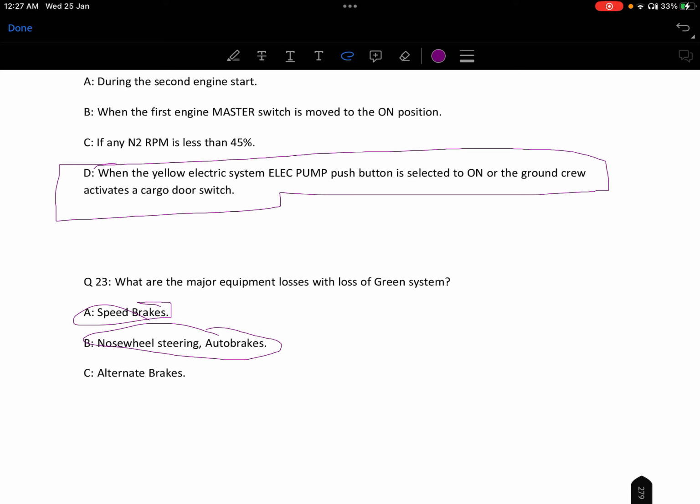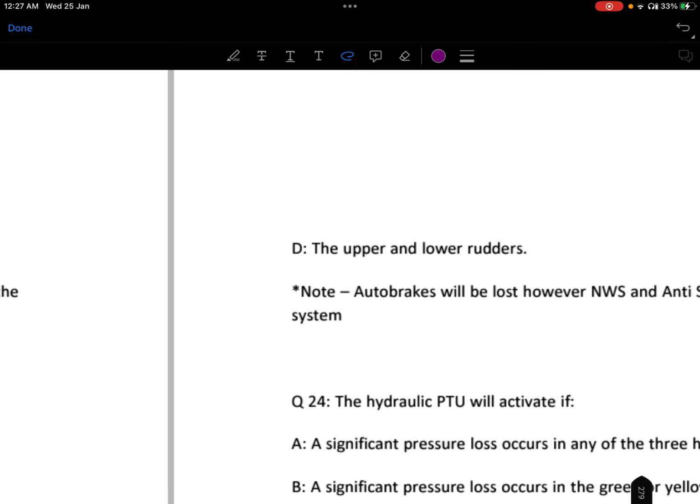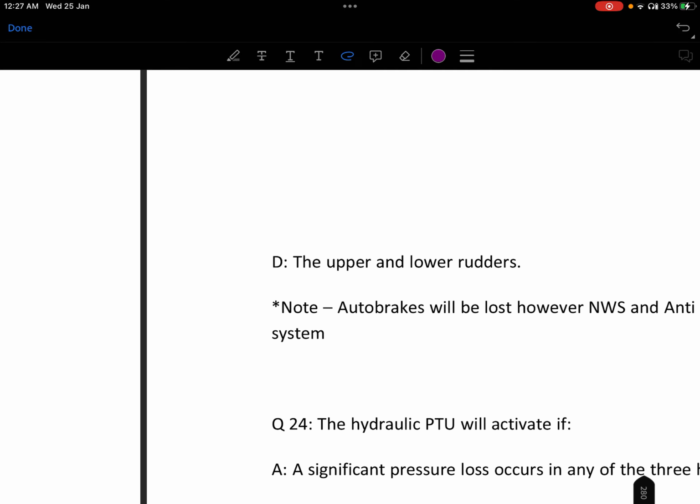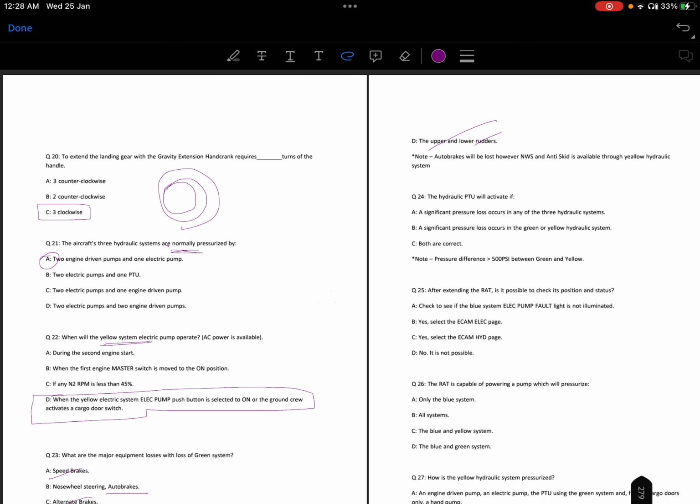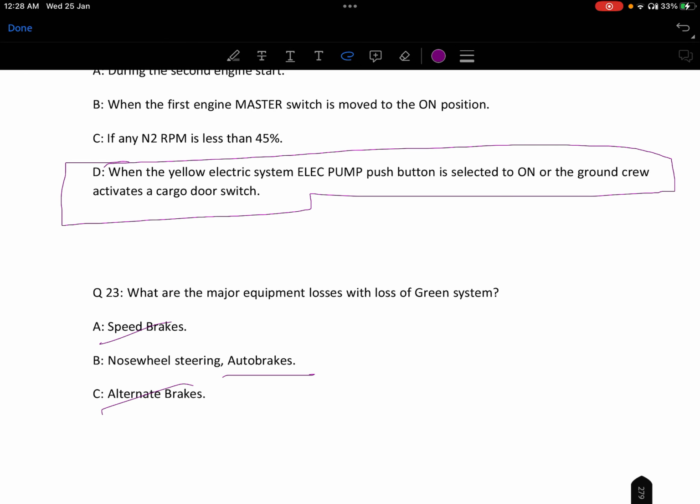Question number 23. What are the major equipment loss when loss of green system? So what are the major equipment loss with the loss of green system? Speed brakes, nose wheel steering, auto brake. Nose wheel steering and auto brake. Auto brakes, yes, it seems correct. It seems correct. I should erase it, otherwise you will get confused.